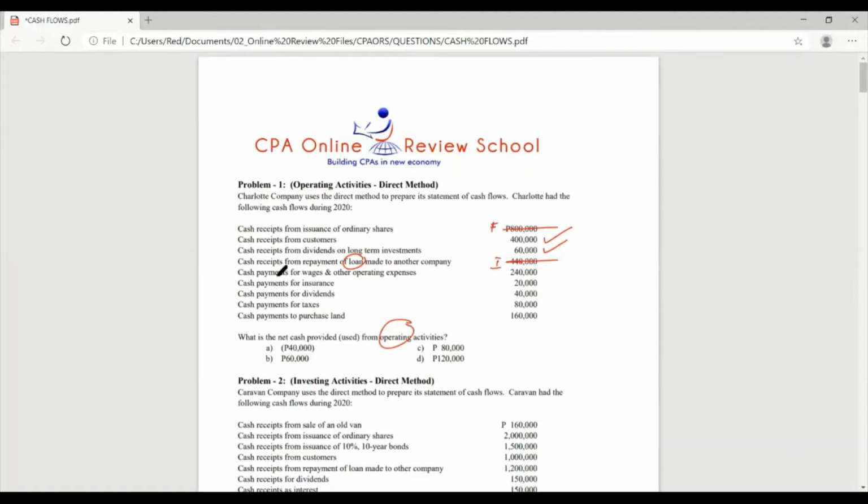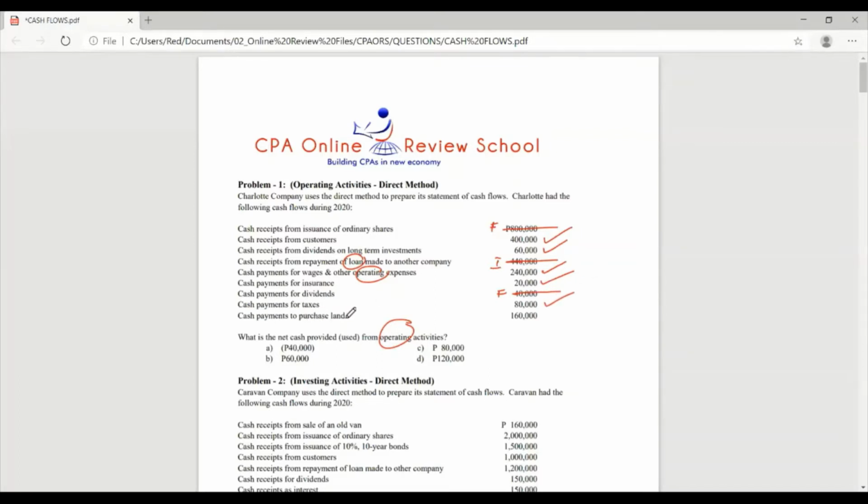Okay? Next, cash payment for wages and other operating expenses. It's already labeled operating, so therefore this is included. Next, cash payment for insurance. Like I said earlier, insurance is under operating, so we include this. Next, cash payment for dividend. This is not dividend received, it's dividend paid. And when it's dividend paid, where does it belong? Financing. So we disregard this, it's financing. Next, cash payment for taxes. Taxes are included in operating, so we include this.